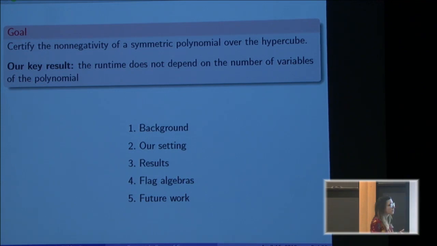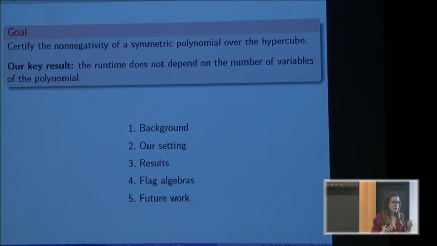I want to certify the non-negativity of a symmetric polynomial over the hypercube. This relates to a very old problem, which is just to certify the non-negativity of a polynomial. This is central in real algebraic geometry. Normally, we have this technique of sums of squares, which we can use there. And the runtime is, if you have an ideal, which we'll see how it all works during the background, the runtime is usually the number of variables to the order of the degree that you have.